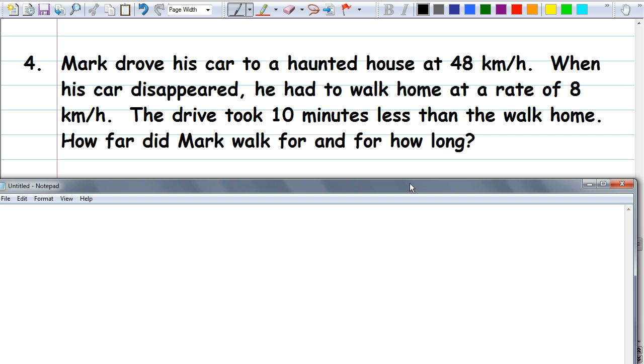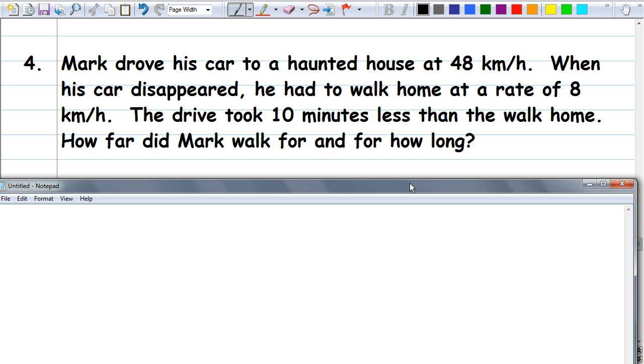So this one is kind of interesting. They ask both, but it turns out, if you know the time that Mark walked, you can find the distance easily. All you have to do is multiply that time times how fast he walked, right? 8 kilometers an hour. So you just have to multiply. Wait, is it 48 kilometers an hour? Oh, because it looks like 4.8. Yeah, that's why I've changed the font. So yeah, it's 48 kilometers an hour and 8 kilometers an hour.